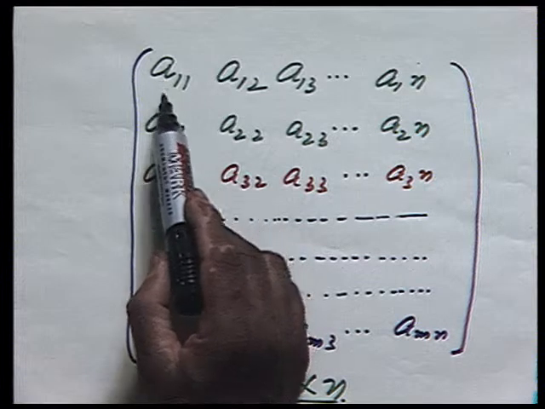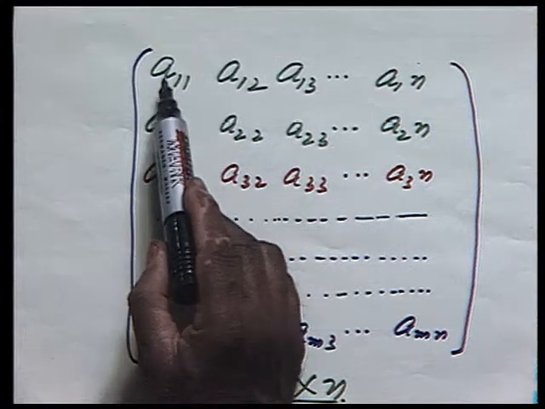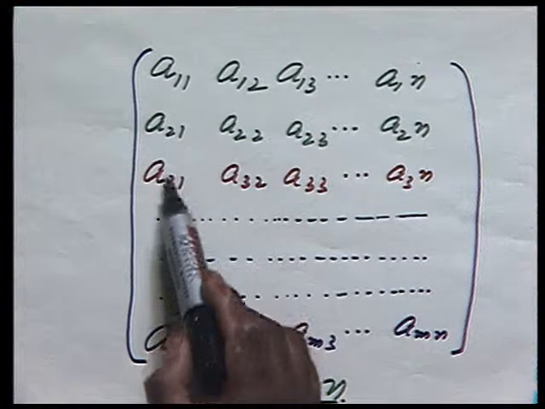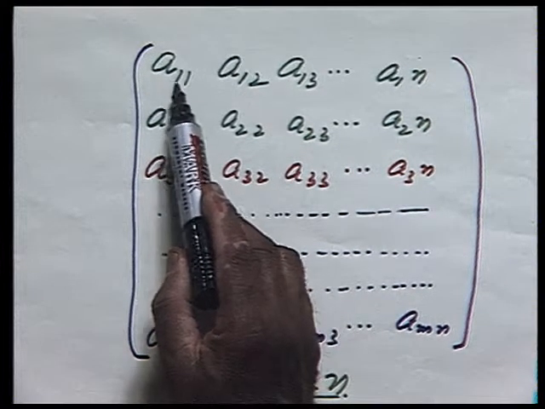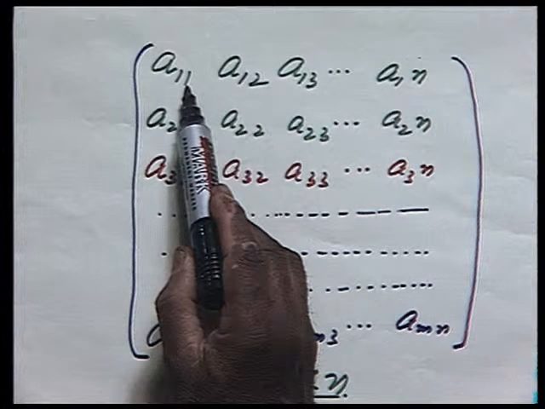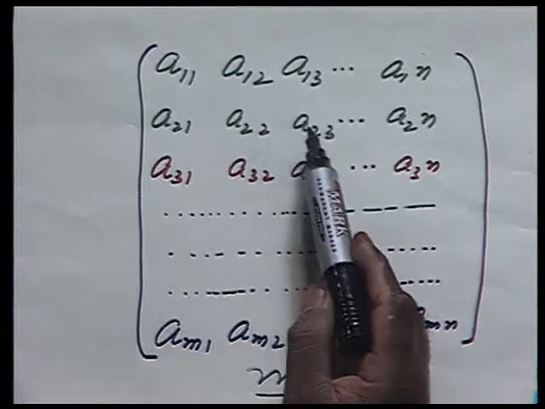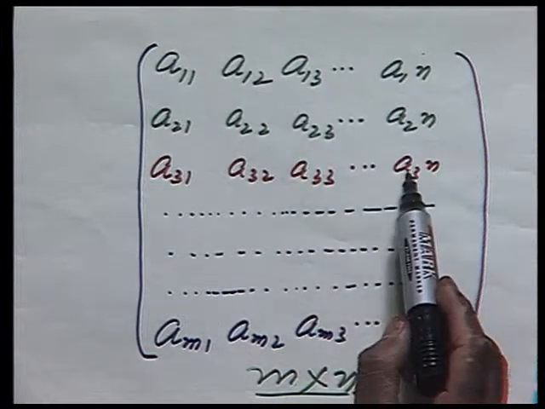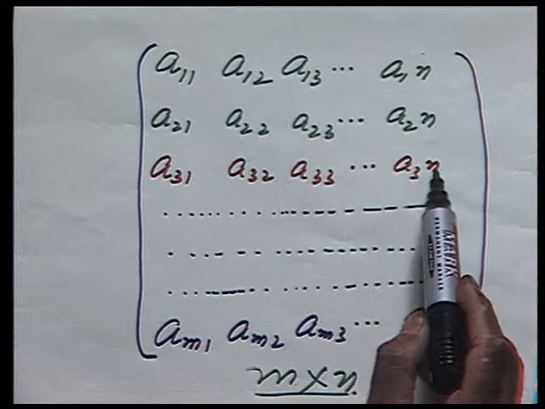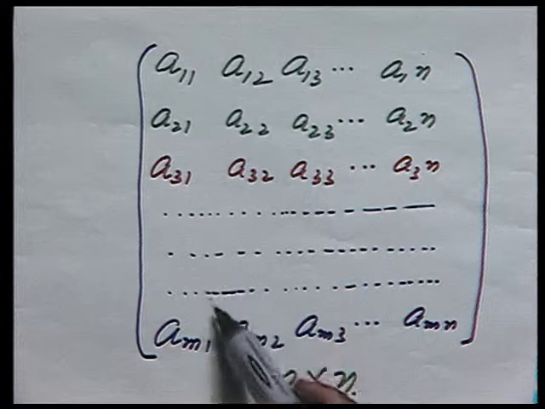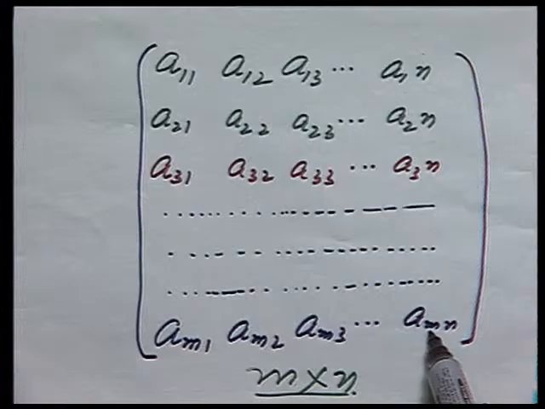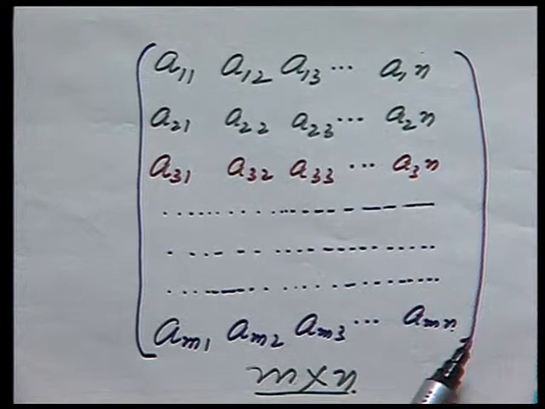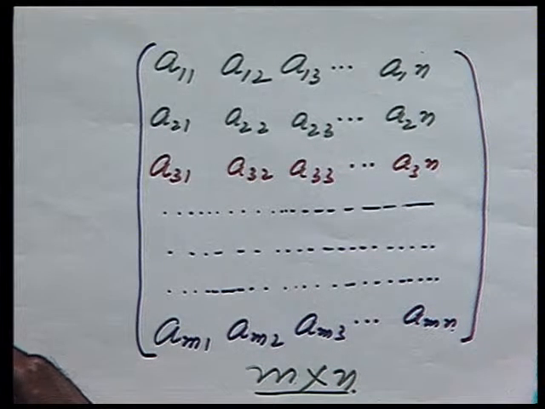We have got here elements designated as a11, a12, a13, a1n, and so on. a11 means the first row, first column. a23 means second row, third column. a3n means third row, nth column, and so on. And the last element here is mth row, nth column. And the order of this matrix is m x n.